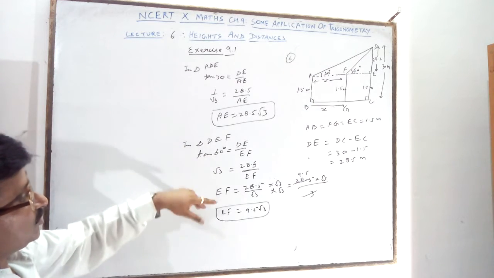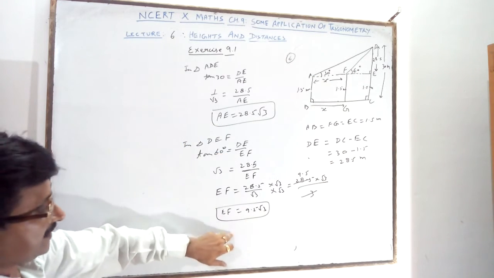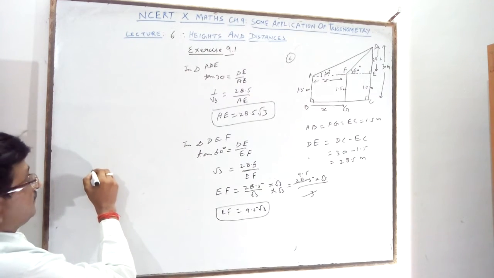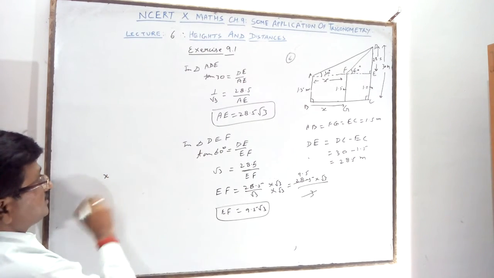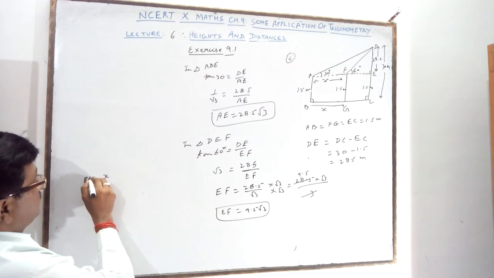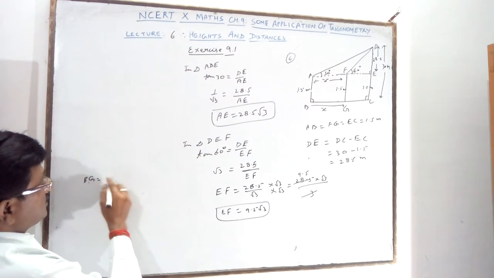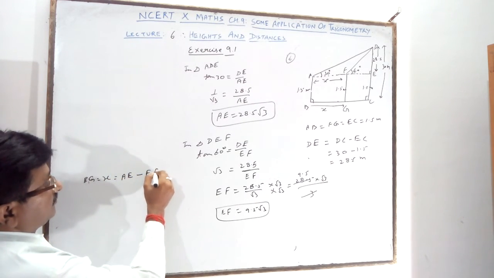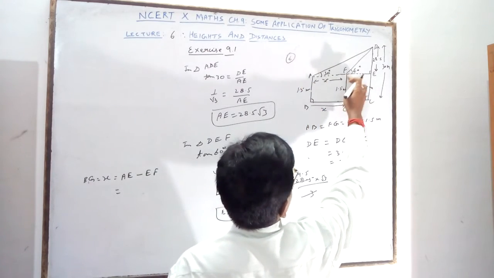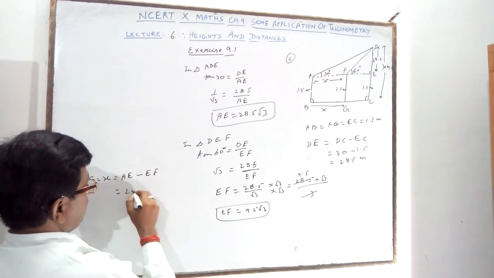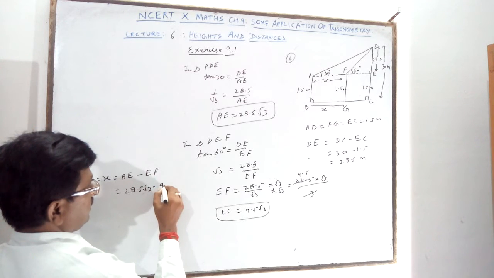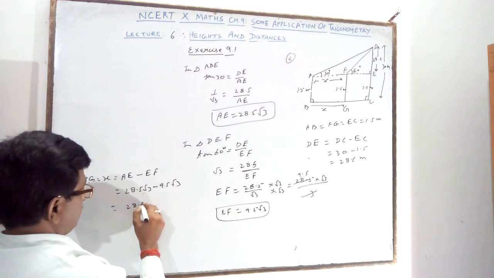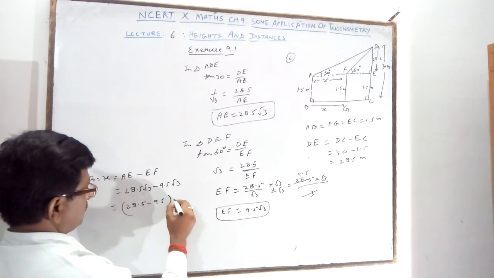But your answer is not these two. This is the first point's distance from the building, and this is the second point's distance from the building. The distance moved, x, is what you want. That is BG. How much distance did he move? It is calculated by AE minus EF, the total distance minus this distance. 28.5 root 3 minus 9.5 root 3. Root 3 is common, so it is 28.5 minus 9.5, times root 3.